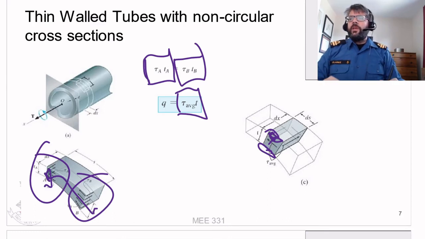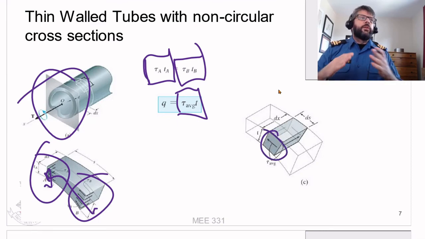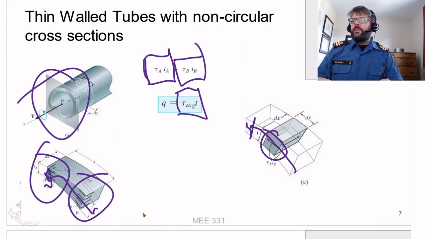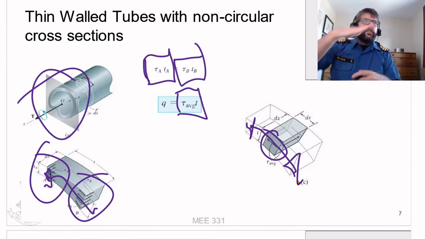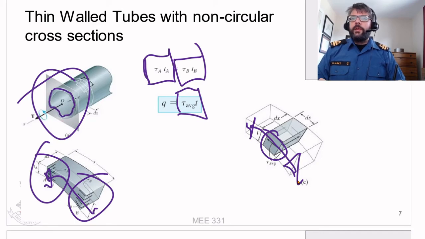So when we take this slice and look at the forces acting on this face, the only direction it can act is along this way, or that way, either way, but it needs to be acting parallel to the line going around here.